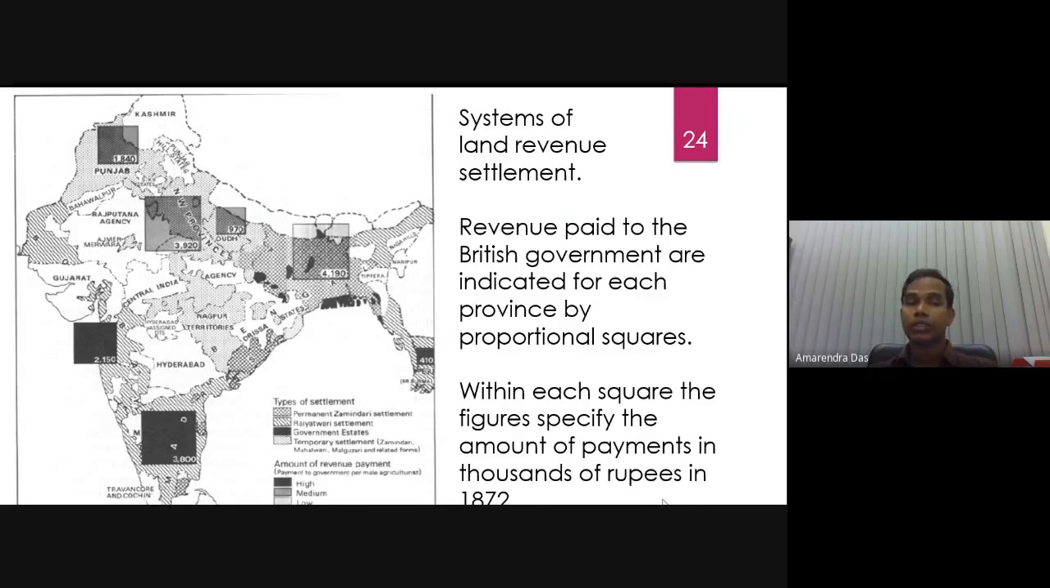And then we also see the white patches, those are basically still controlled by the kings, and that was not coming under the control of the British regime.